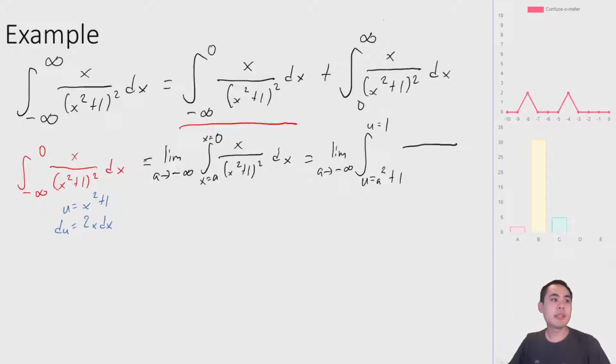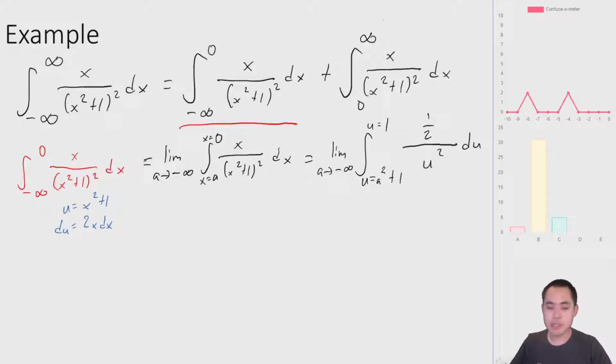And then what is du? du is 2x dx. Therefore, x dx is equal to 1/2 of du. So this is 1/2 du divided by, well, x squared plus 1 is equal to u, so this is just u squared.